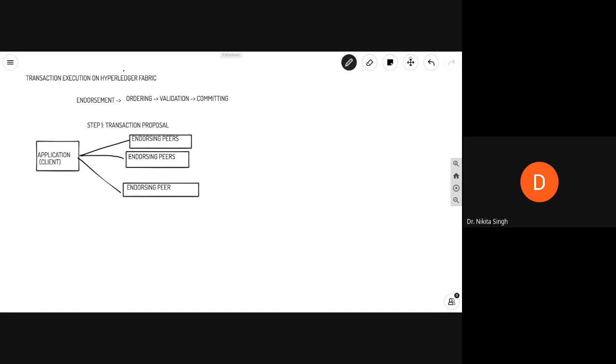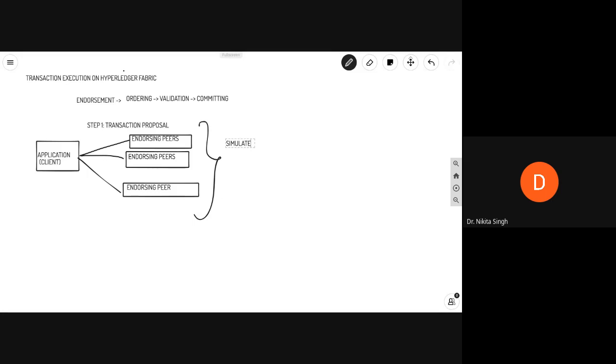Next we come to step 2. What the endorsing peers will do, as soon as they receive the transactions, is try to simulate the proposed transactions. All of these endorsing peers will try to simulate the proposed transactions without updating them on the ledger. So this is only a simulation that we are doing. The endorsing peers will simulate the proposed transaction without making any update to the ledger.